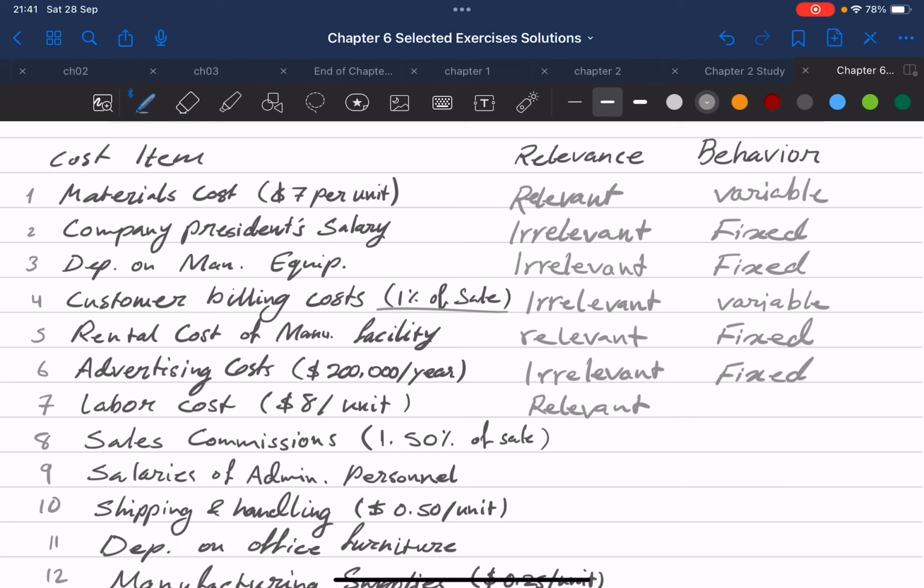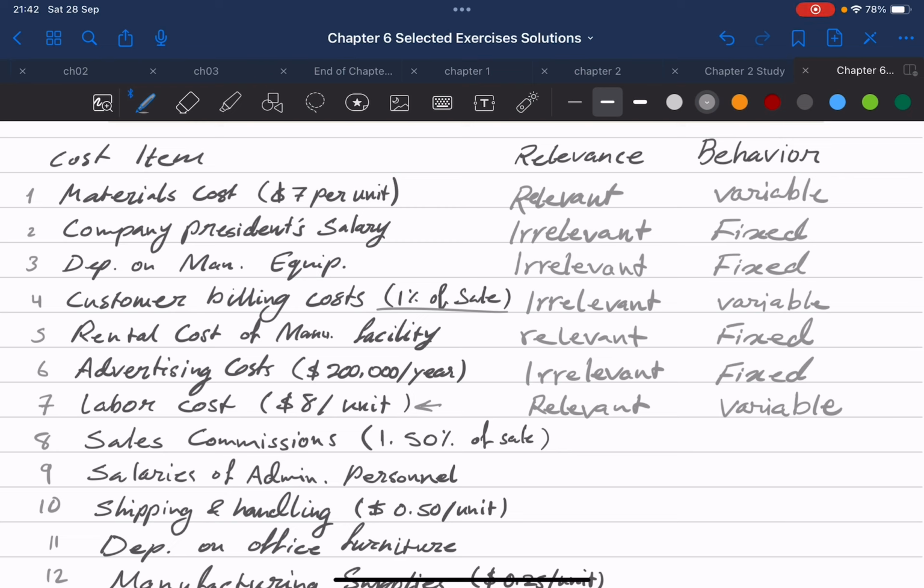Is it fixed or variable? Because it says per unit, it's definitely a variable cost. The more they produce, the more they're going to have to use workers, and the more these workers are working, of course, they're going to have to pay them, right? So it is directly linked to the level of output or the number of units that is produced by the business.